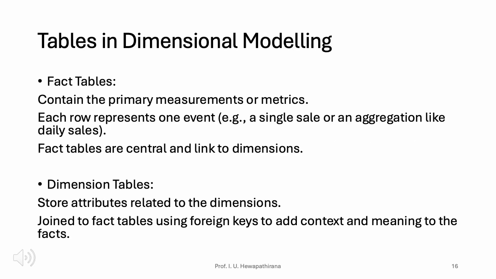Dimensional modeling makes use of two types of tables. The fact table is the central table in the model. It contains the measurements or metrics associated with a particular business event. Each row in a fact table represents a single event or the aggregation of multiple events, for example, all sales within a given day. Dimension tables, meanwhile, store the attributes associated with each dimension. These tables are joined to the fact table using foreign keys, providing the contextual richness that makes the data analytically useful. Understanding how these two table types interconnect is fundamental to understanding database design in a BI context.